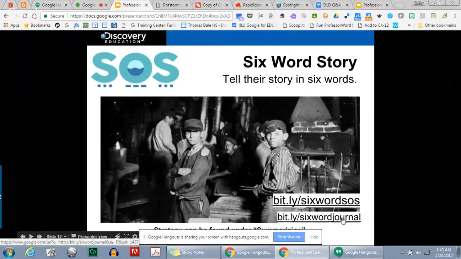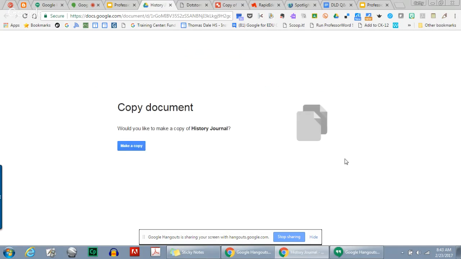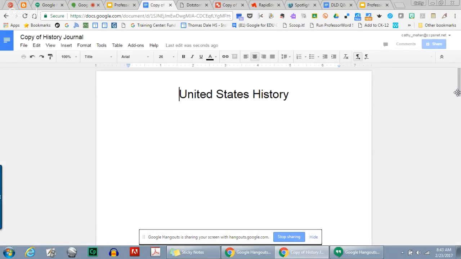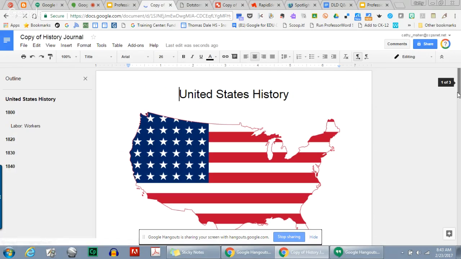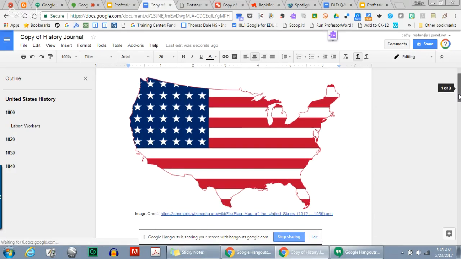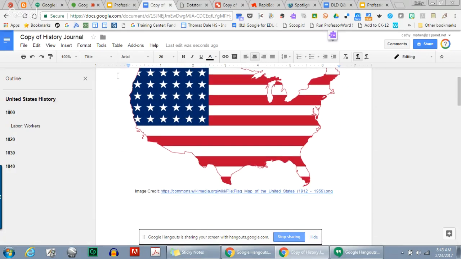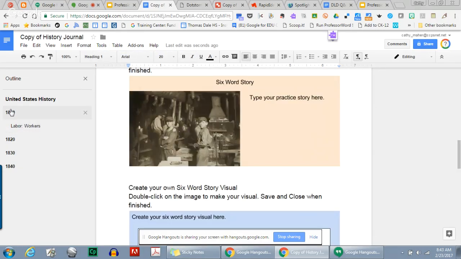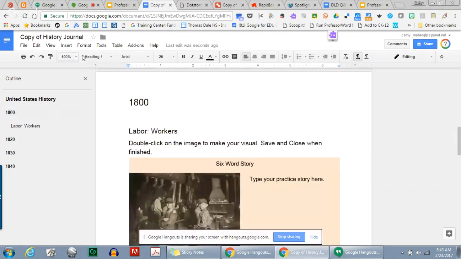There's also a 6-word journal here, and I will show you that. You'll be prompted to make a copy, and remember we talked about journals. You can have a journal that you set up for students and share in Classroom if you're using Classroom. This journal is using the document outline from the tools, and I've used text that are formatted as headings to allow for navigation.